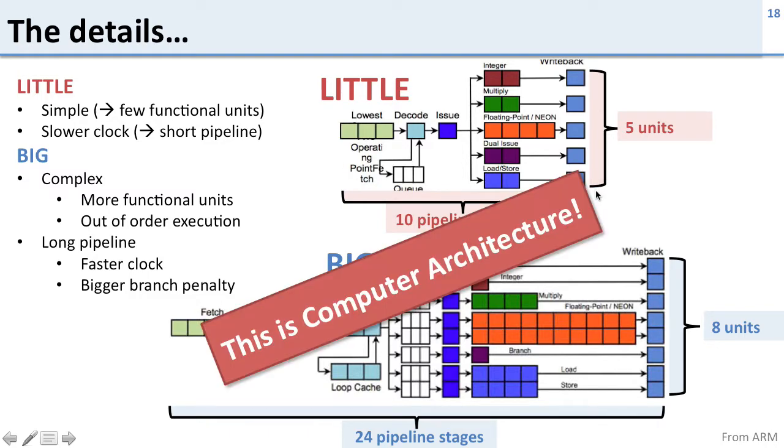So all of these things here, this is computer architecture. And by the time you're done with this class, you'll understand the trade-offs in pipeline lengths. You'll understand the issue of having multiple things going on here and what all of these stages are. And you'll understand what a whole bunch of these different units are. So this is the sort of thing you're going to learn about in this class.